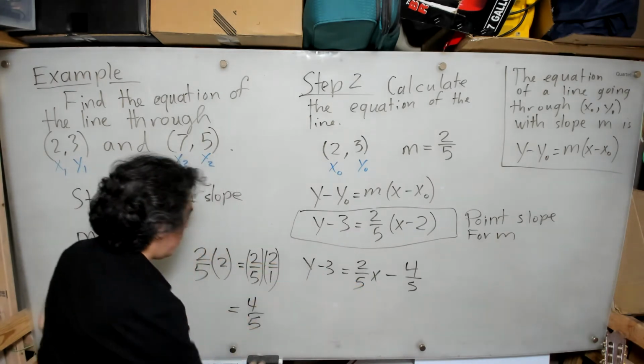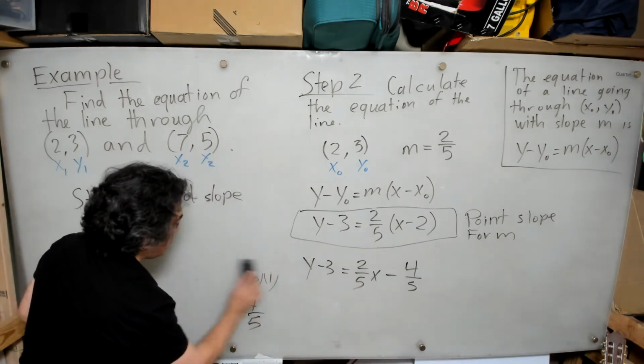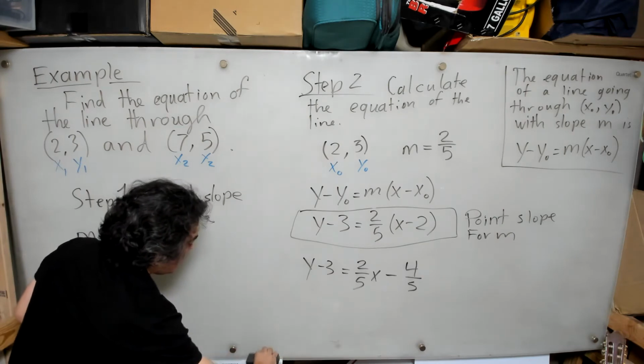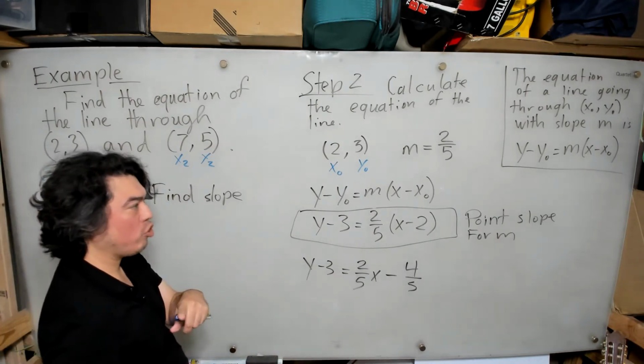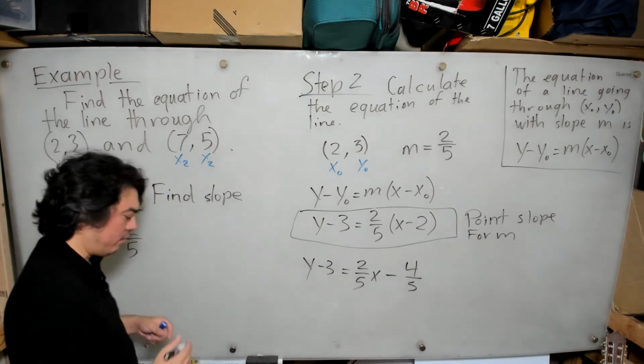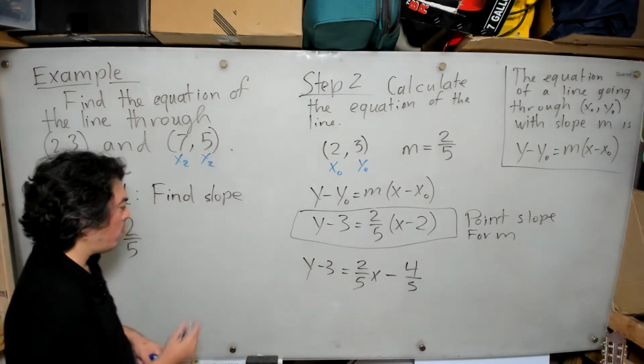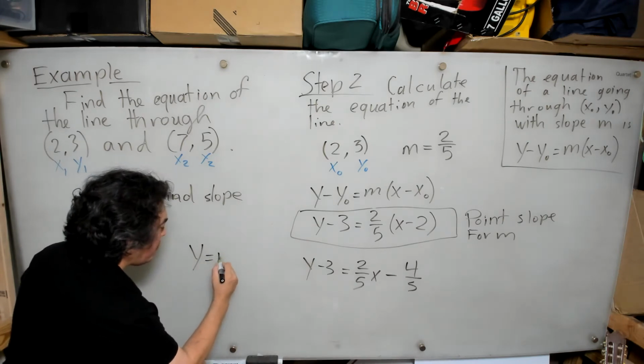Okay? So now, with that behind us, I need to get the y by itself if I want to have slope-intercept form. Because remember, the slope-intercept form is y equals mx plus b. Okay?